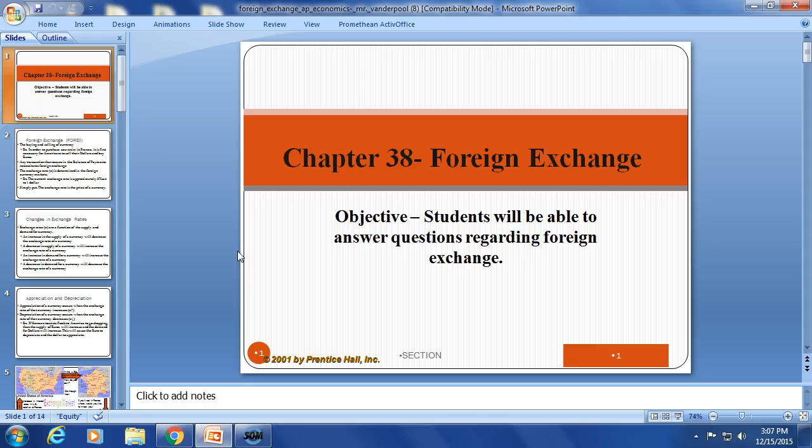Today we're going to be talking about the foreign exchange market. And hopefully, some of you have been to other countries and have bought stuff there. If you have, you probably had the experience of having to exchange your dollars for the foreign currency of the country that you are in. The market in which that exchange happens is called the foreign exchange market. It's also called the Forex market. And today we are going to be talking about that market.